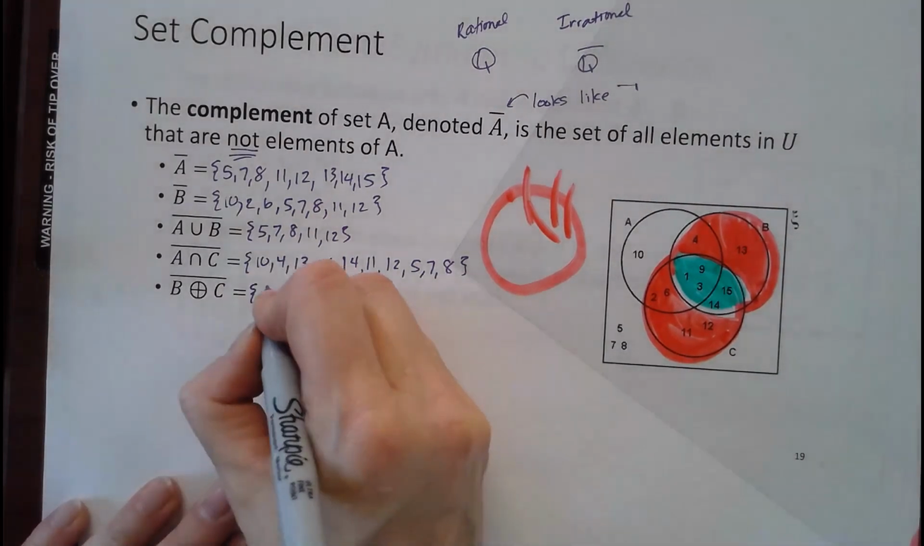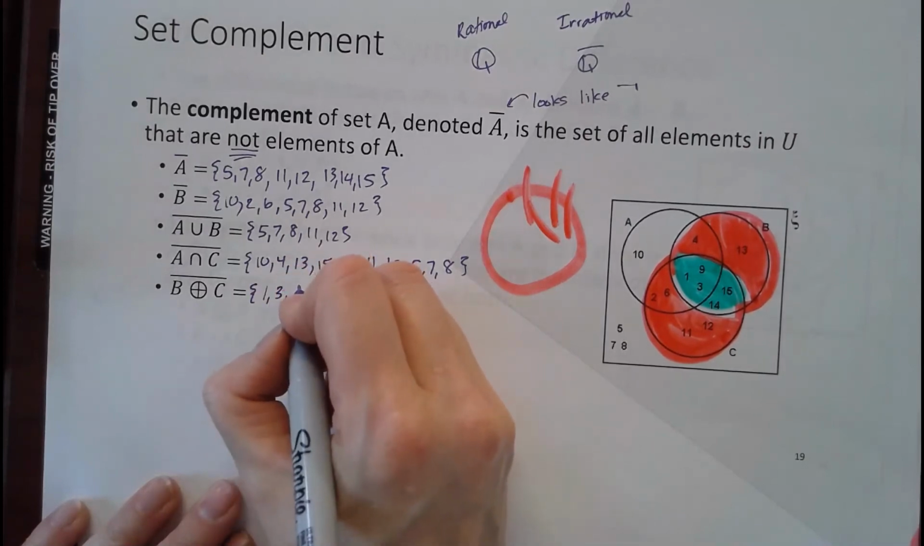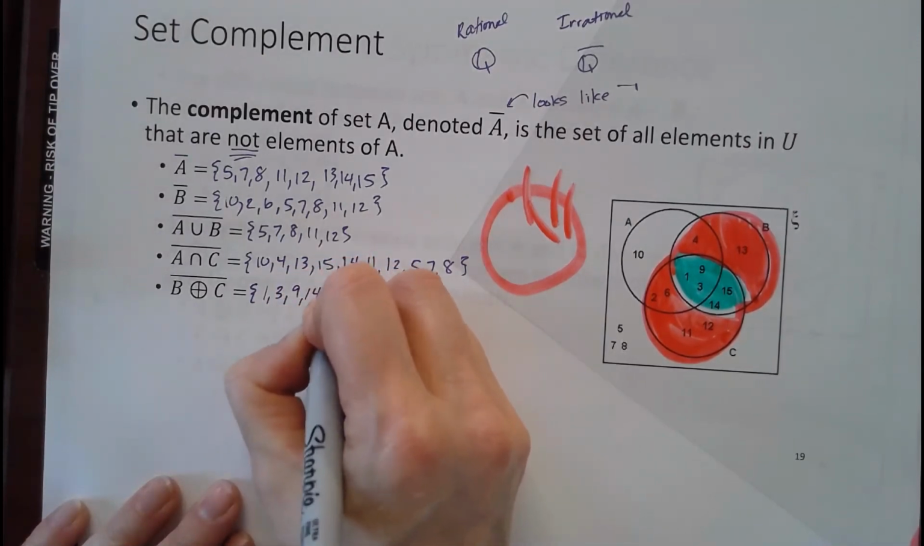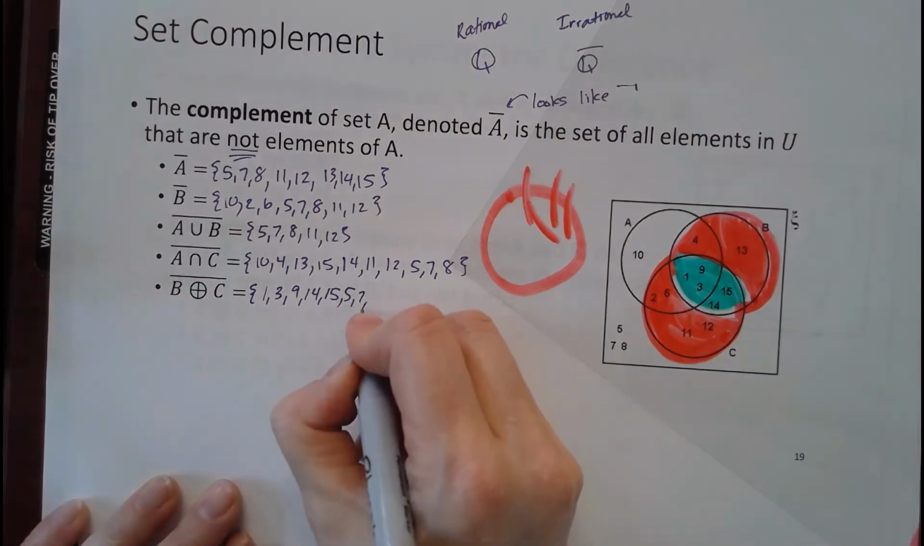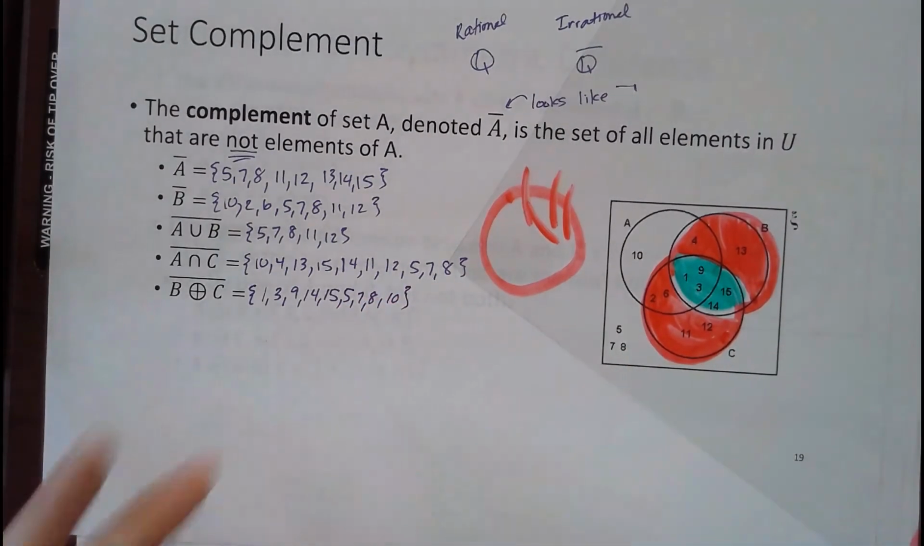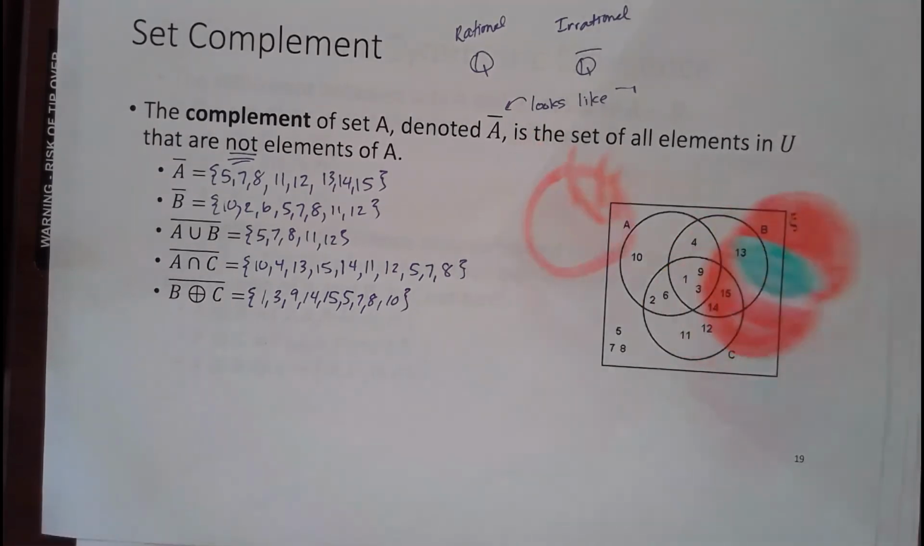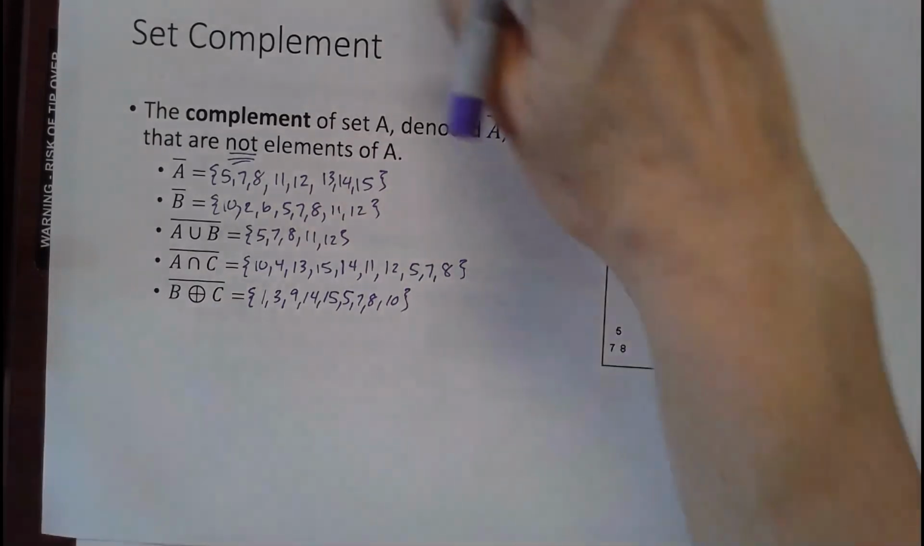1, 3, 9, 14, 15. Anything else? 5, 7, 8, and 10. Okay. Good. So, if you're a colored pen person, that might help you keep track of those things.